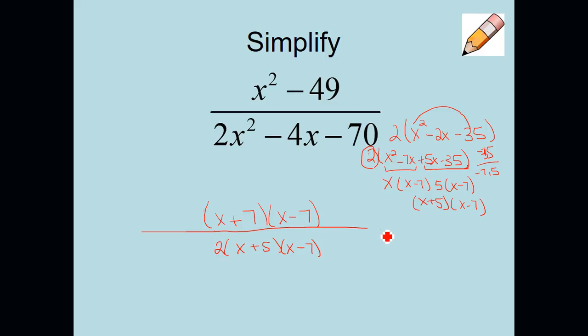So now that I have it all factored, now I can look to cancel or divide out top and bottom the same factor. So notice how I have an x minus 7 up in the numerator and an x minus 7 in the denominator. I can simplify that, leaving me with an x plus 7 over a 2 and an x plus 5. Okay, this is my simplified answer. That's as far as it goes. Those factors do not cancel with each other.